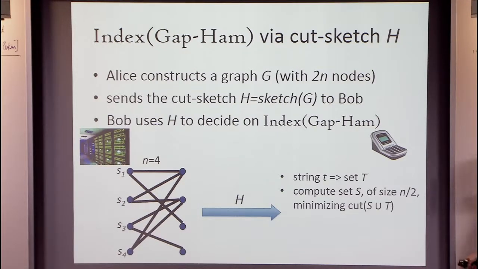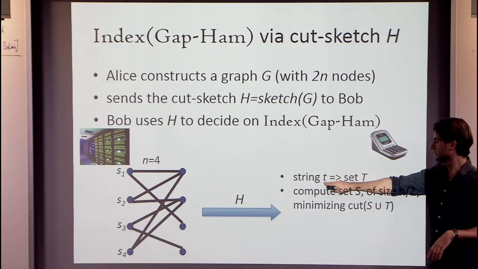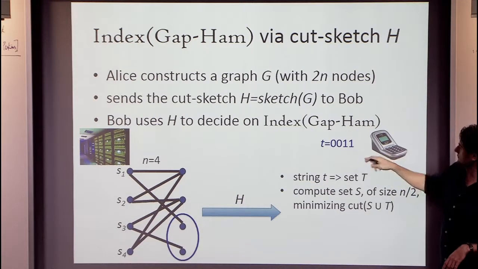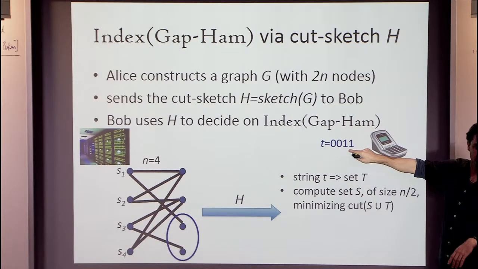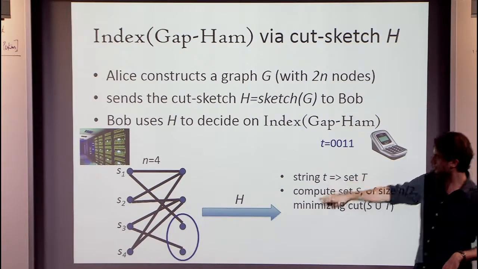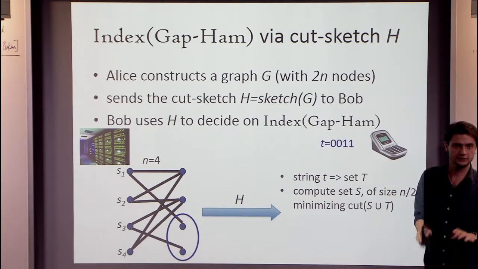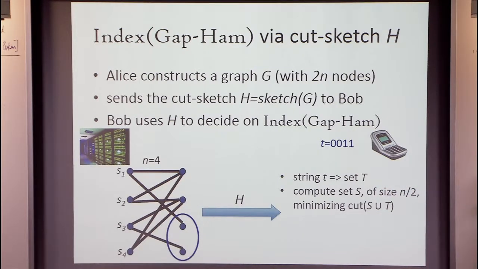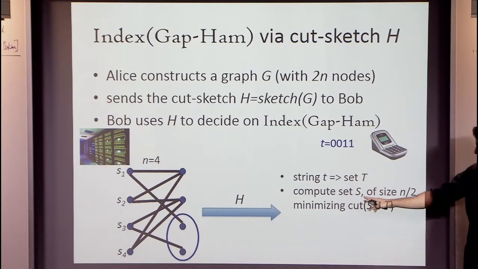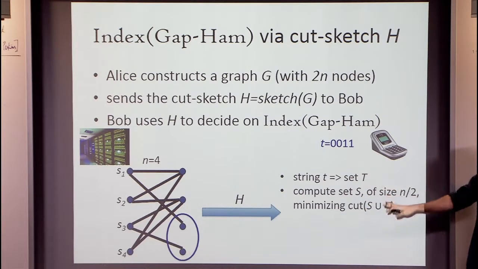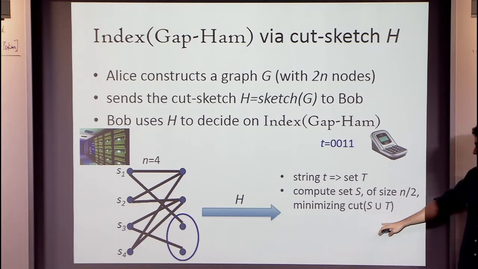Now Bob has a string T of length n, and it constructs a set T on the right-hand side. So for example, again using this binary representation encoding, if T is equal to 0, 0, 1, 1, this corresponds to the last two nodes being in the set T. This is the definition of set T. And then what it does is the following. It computes a set S of size n by 2 on the left-hand side that minimizes the cut value of S union T.